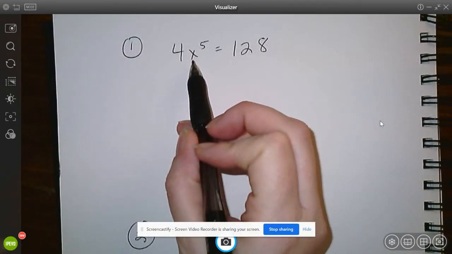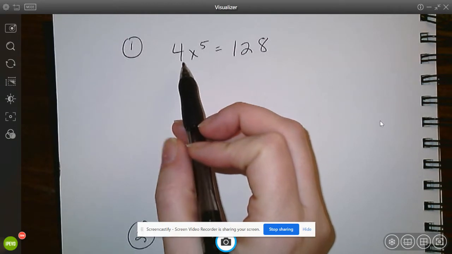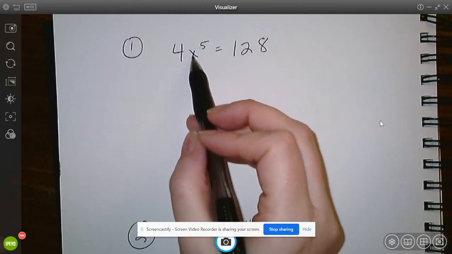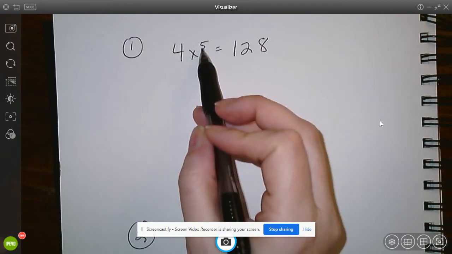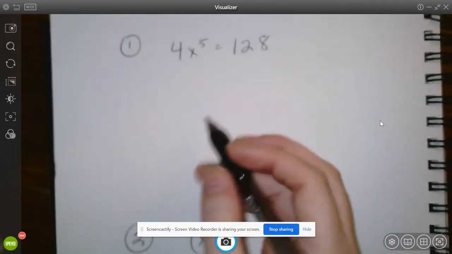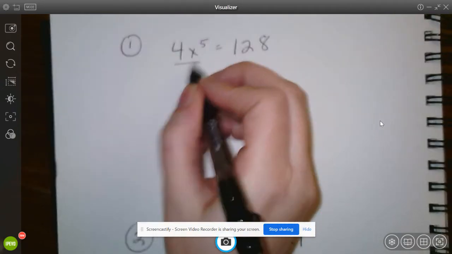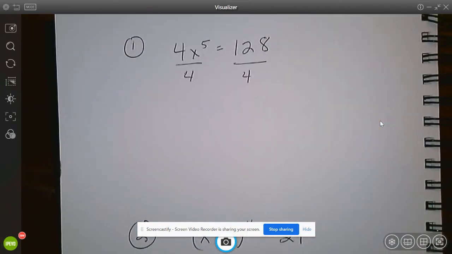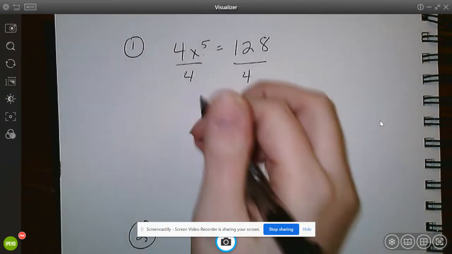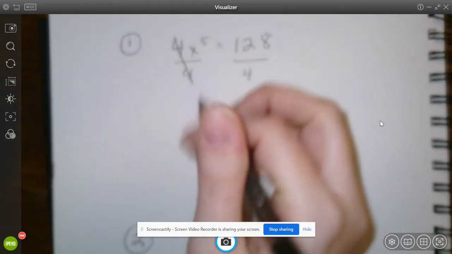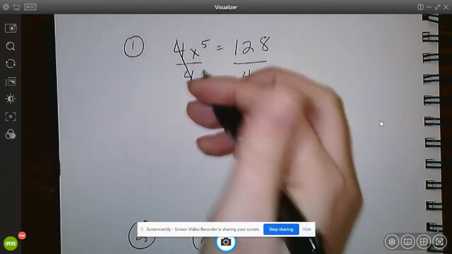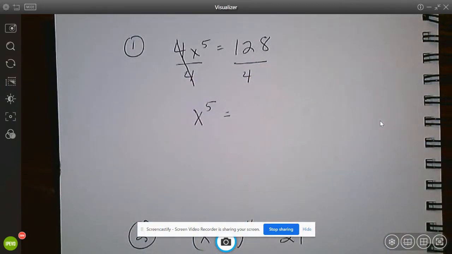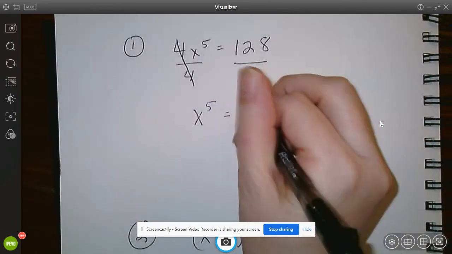So here we go. Here's our first problem. So go ahead and write that down on a piece of paper. We have to get this x alone. Well, before we can even get this x to the fifth, or this x alone, we've got to move this 4. So it's currently being multiplied, so I'm going to divide both sides by 4. Okay, so that leaves me, and the reason we did that, they cancel. 4 divided by 4 really just gives you a 1. So 1x to the 5th, we don't need to write the 1. And then I have 128 divided by 4, which is 32.